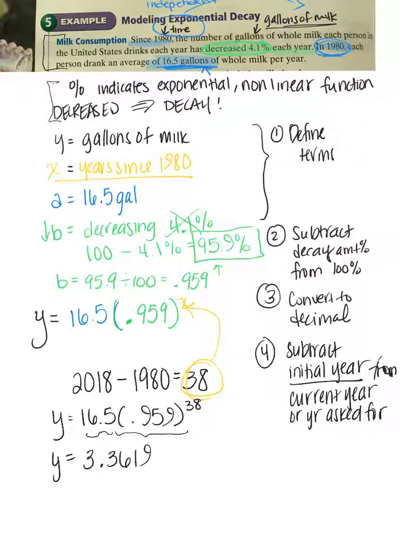Hopefully when you plugged it in, this is what you got. If not, double check that you plugged everything in the right order, that everything's multiplication except for your exponent here. And you might need to use parentheses around this. So this equation ends up predicting the amount of milk that we would drink now, and that's a big decrease from that original 16.5 gallons.